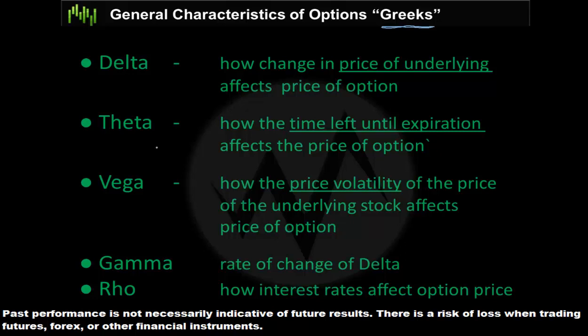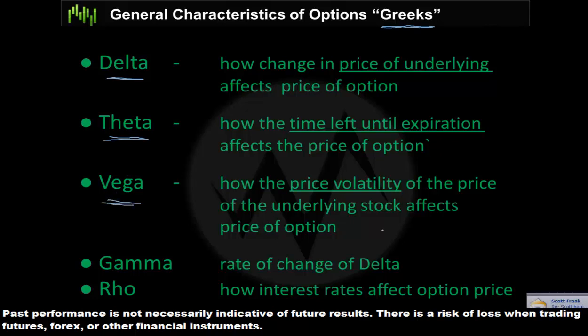We have delta, theta, vega, gamma, and rho. You could make your own fraternity and sorority with all those, okay? But basically, they're actual factors in what they call the Black-Scholes option pricing model. The individuals that came up with the Black-Scholes pricing model for options actually won a Nobel Prize. But specifically, we're going to be talking about delta, theta, and not especially tonight, vega.